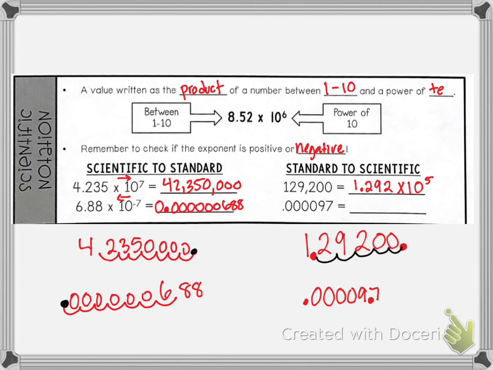So I'm going to see how many times I moved. I'm going to the right, so we got 1, 2, 3, 4, 5 times. So this time we're going to write our 9.7 times 10, and since we're going to the right, and it's from standard to scientific, we're going to have it as a -5.